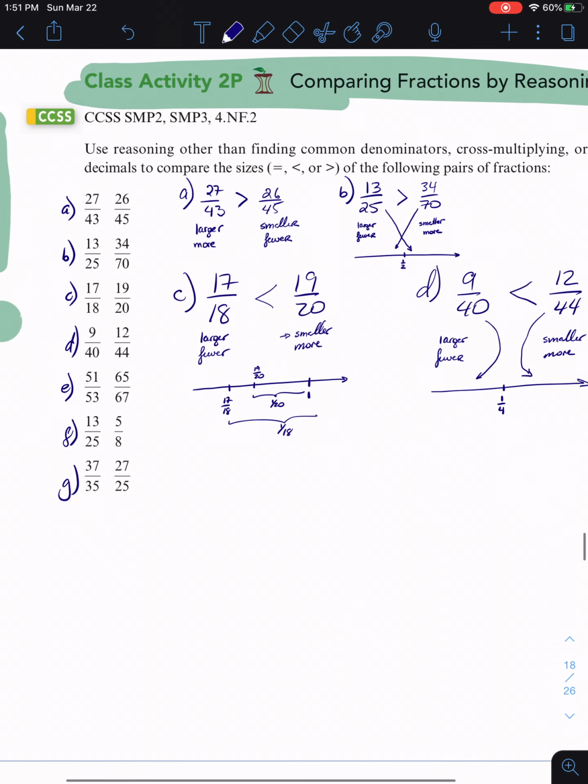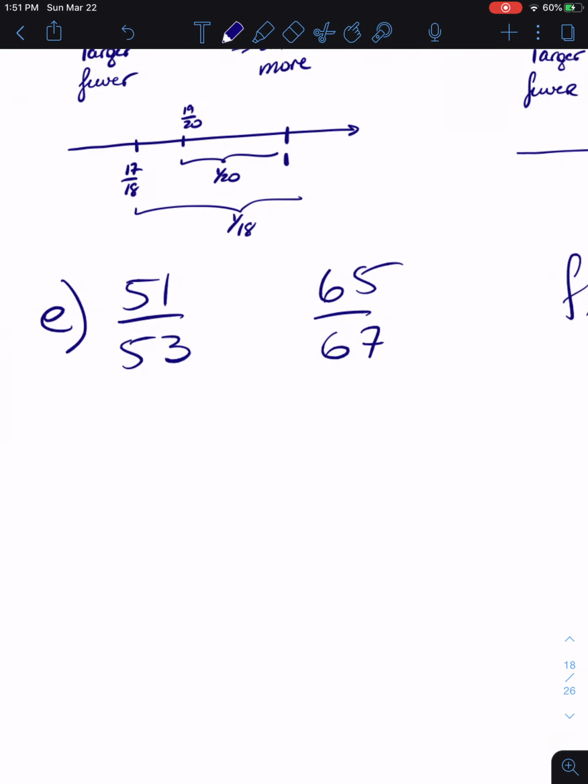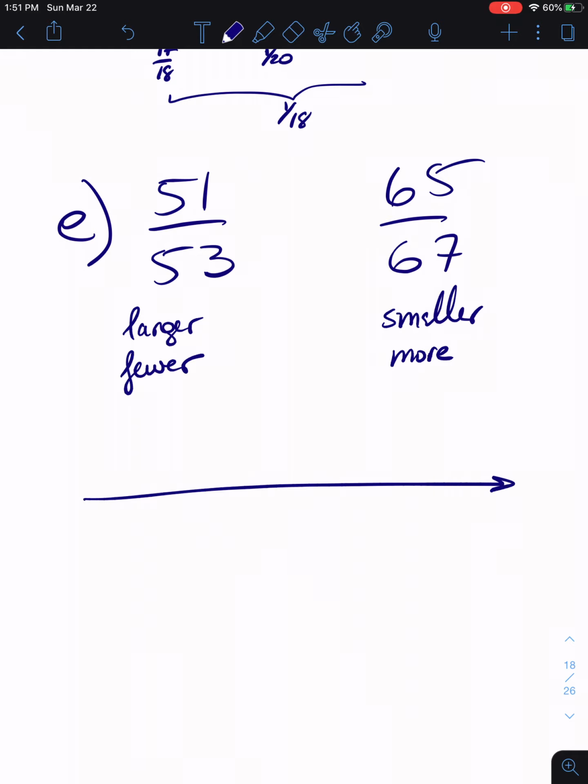And the final ones, we have 51/53rds, 65/67ths, and 13/25ths, 5/8. So let's see this E, 51/53rds and 65/67ths. Well, these were larger pieces, and there are fewer of them. And these are smaller pieces, and there are more of them. So again, we can't compare because we don't know how much larger and how much fewer we have. But we can look at the number line.